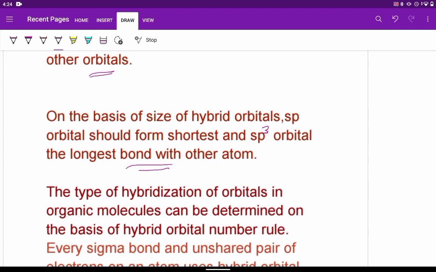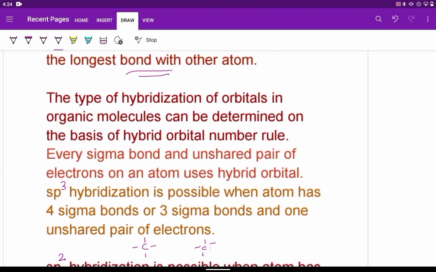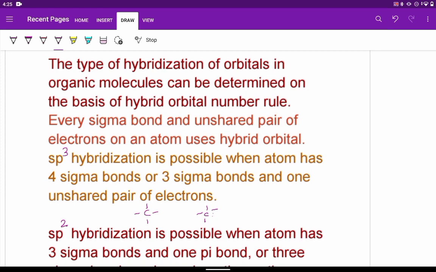Now what type of hybridization of orbitals in organic molecules will be there? It can be determined on the basis of the hybrid orbital number rule. This states that every sigma bond and every unshared pair of electrons on an atom uses a hybrid orbital.